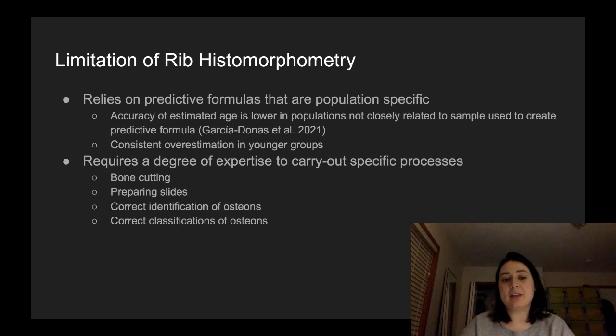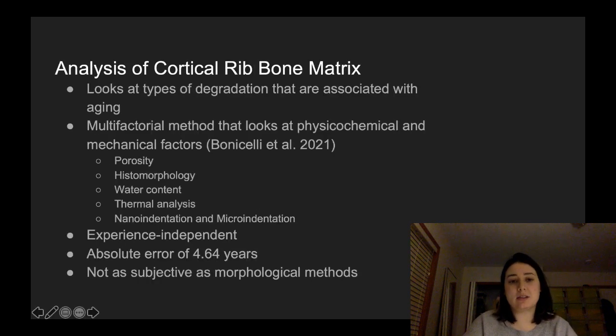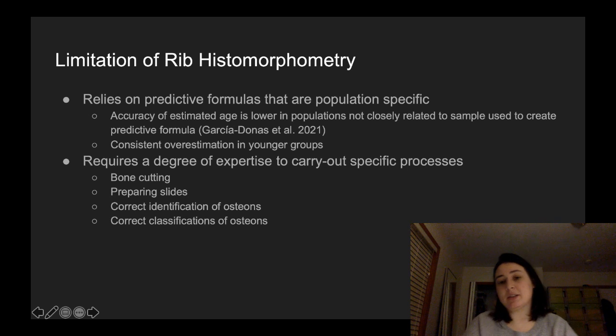They found that in order to make reliable and accurate predictions, you really need a predictive formula that is associated with the population that you're trying to estimate the bones for. This also requires a degree of expertise to carry out the analysis. You need to be able to properly cut the bone, prepare the slides, and correctly identify the osteons and classify them as well.